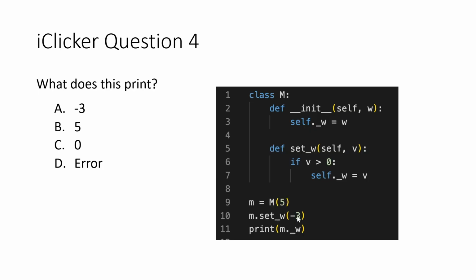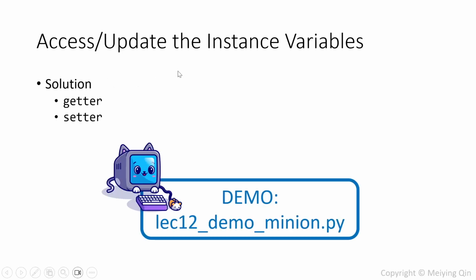And then here at this point, because the condition doesn't meet, right? So it doesn't write anything here. And so the original value remains. So when you just print this, then you still get 5. That's why the correct answer is B. And next. So just want to show you the demo of getter and setter.